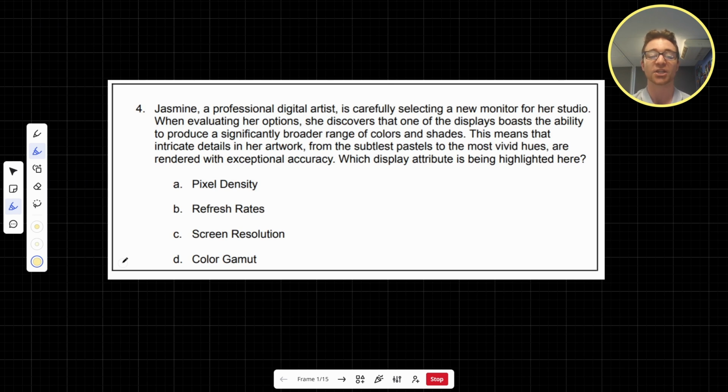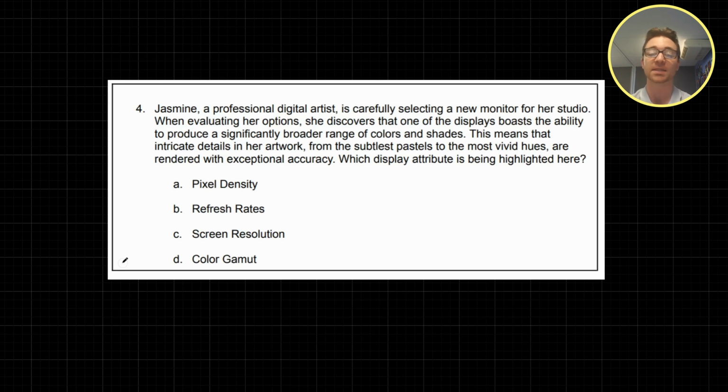It reads, Jasmine, a professional digital artist, is carefully selecting a new monitor for her studio. When evaluating her options, she discovers that one of the displays boasts the ability to produce a significantly broader range of colors and shades. This means that intricate details in her artwork, from the subtlest pastels to the most vivid hues, are rendered with exceptional accuracy. Which display attribute is being highlighted here?